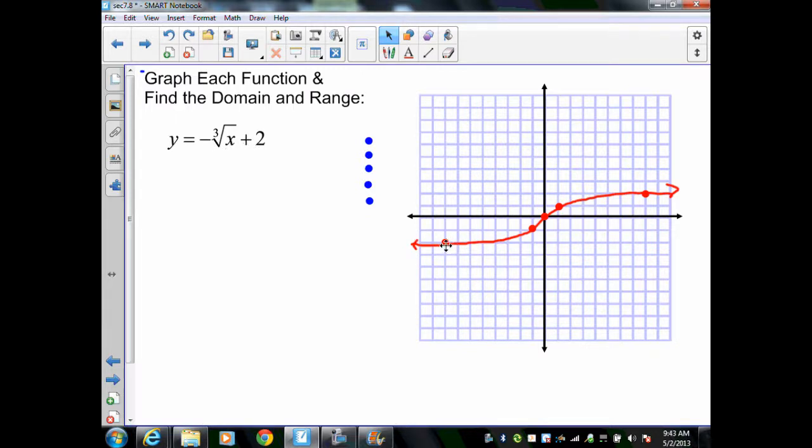Here I'm at negative 8 and negative 2. Negative 2 times a negative 1 is a positive 2. Now I need to add 2. 1, 2. My next ordered pair, I am at negative 1. A negative 1 times a negative 1 is a positive 1, plus 2. Here I'm at 0. 0 times a negative is a 0. 0 plus 2.